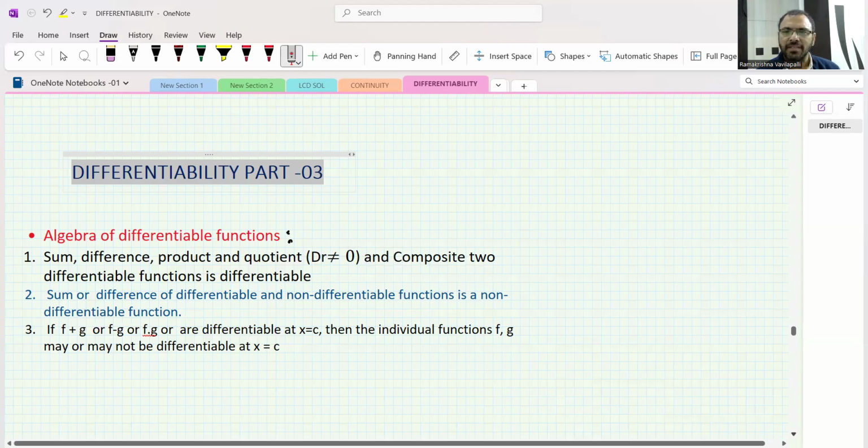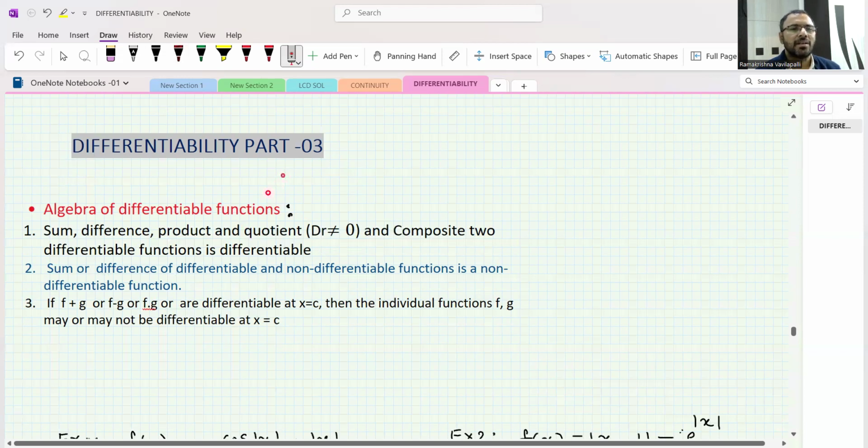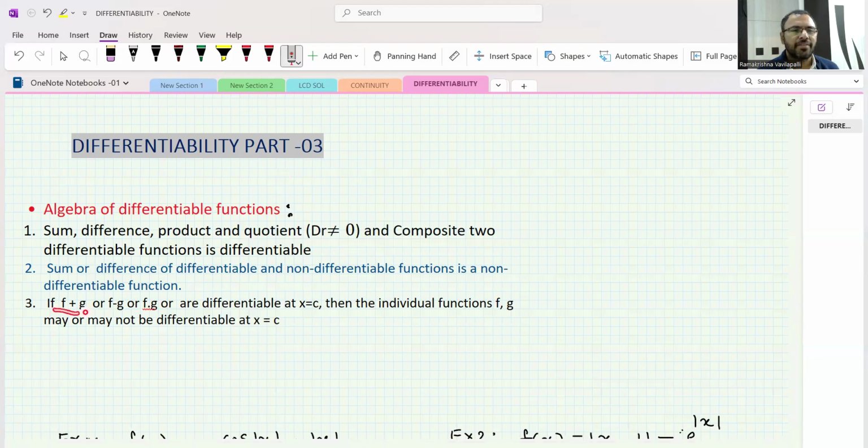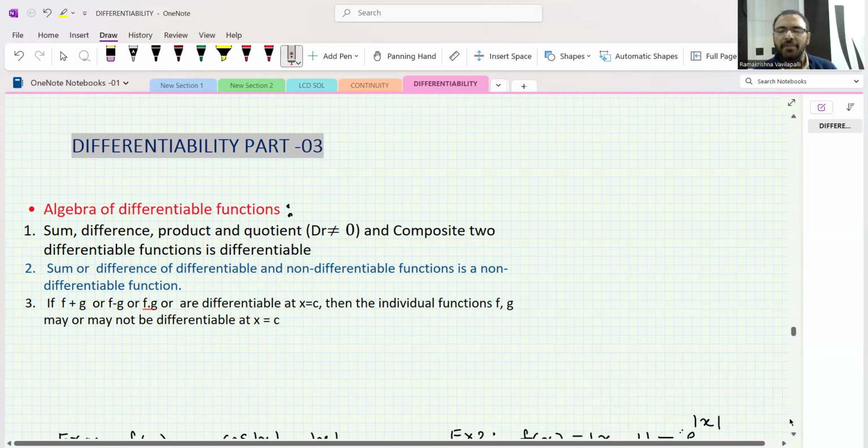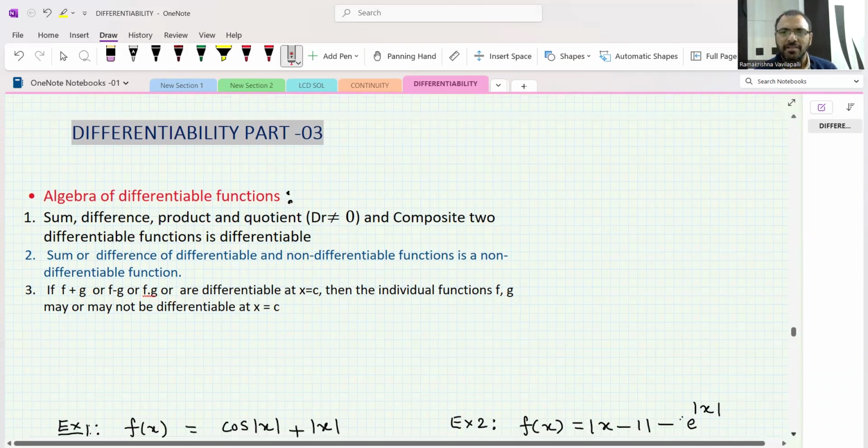And the converse of the first statement is not true. So what is the converse of the first statement? If f plus g, f minus g, fg are differentiable at c, then the individual functions f, g may or may not be differentiable at c. This is a very important concept. So if the sum, product, or difference are differentiable, then the individual functions may or may not be differentiable.